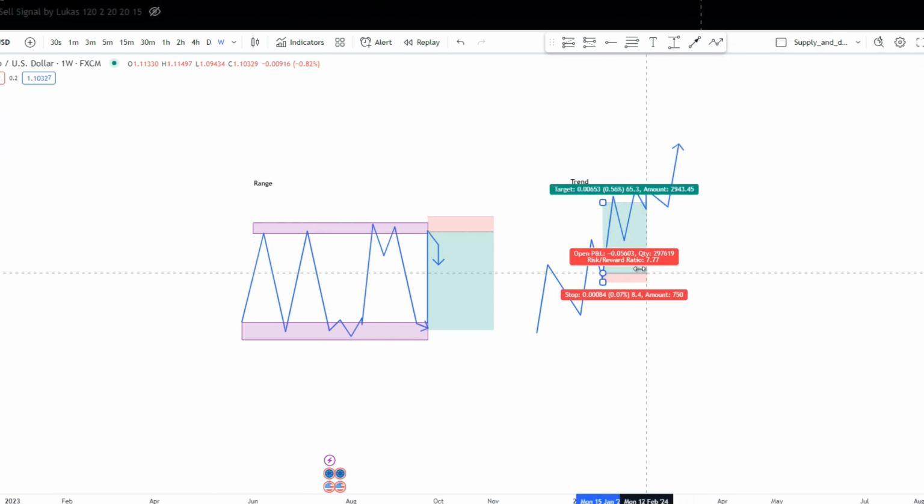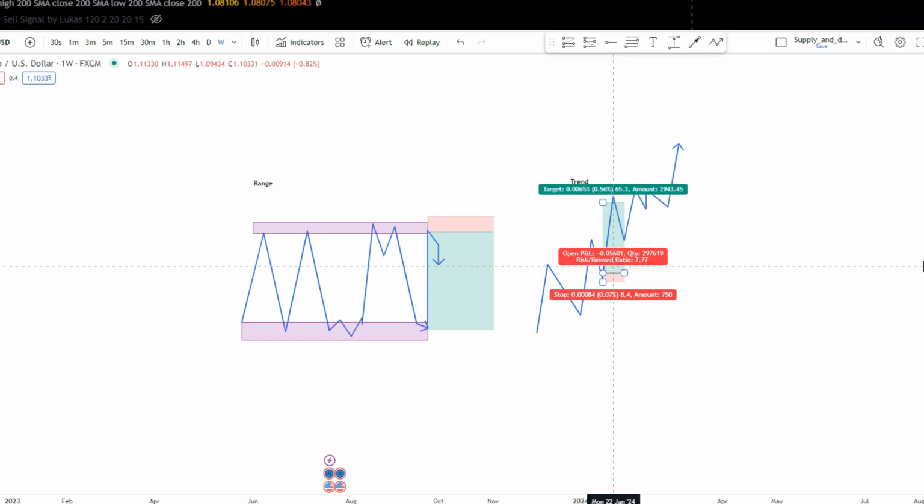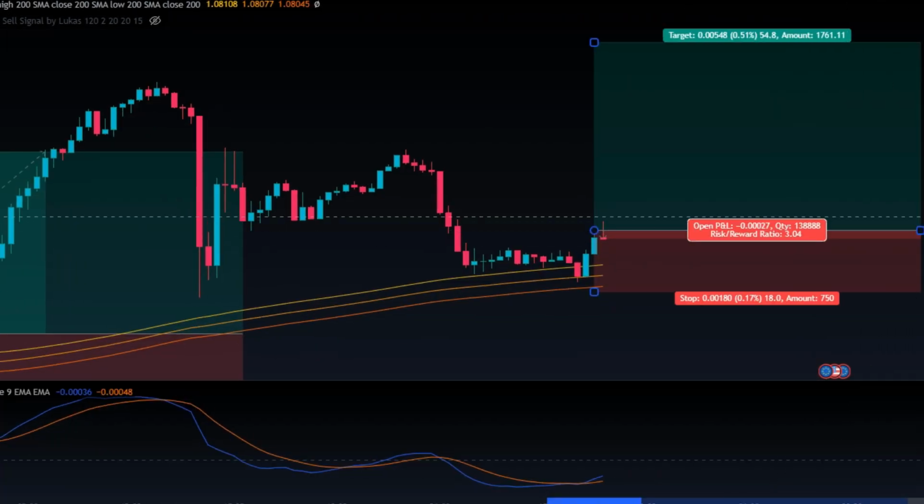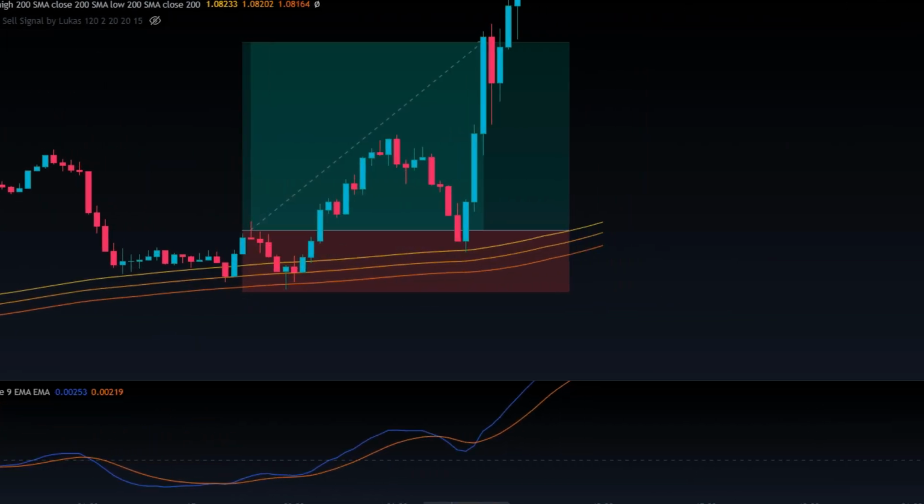However, we all know price can never go in one direction and there will be a reversal soon, and I will show you how to handle those trades.